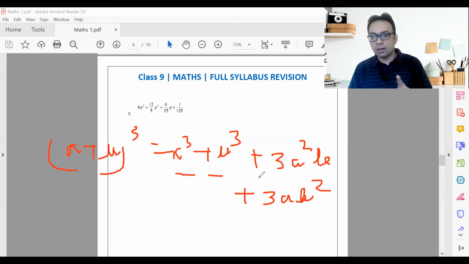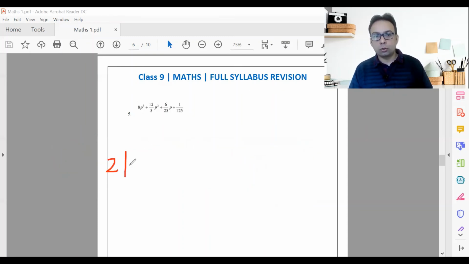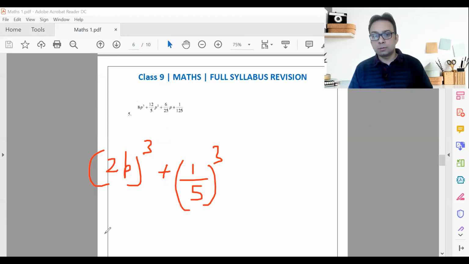Now, four terms, 1, 2, 3, 4, exactly match with these four terms. That means, yes, we can apply this identity, and we have two cubic terms also. Now, let's simplify this. 8p cube becomes (2p) whole cube. If we take the cube root of 8p cube, the cube root of 8 is 2, and the cube root of p cube is p. Let's arrange this. 1 by 125 can be written as (1 by 5) whole cube. Now we have two terms: we have got a cube, and we've got b cube. a cube plus b cube.